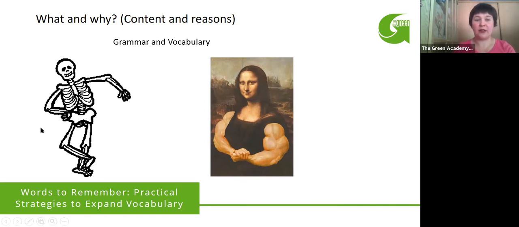So if your skeleton is designed in the right way, if all your grammar structures are neat, and if all your bones are connected well, then muscles will be in the right place, right? So we want some balance between everything, between grammar, vocabulary, pronunciation, everything. So vocabulary is as important as grammar. You can communicate some things with no grammar, but only knowing grammar, there is nothing to communicate with. So you need words, right?